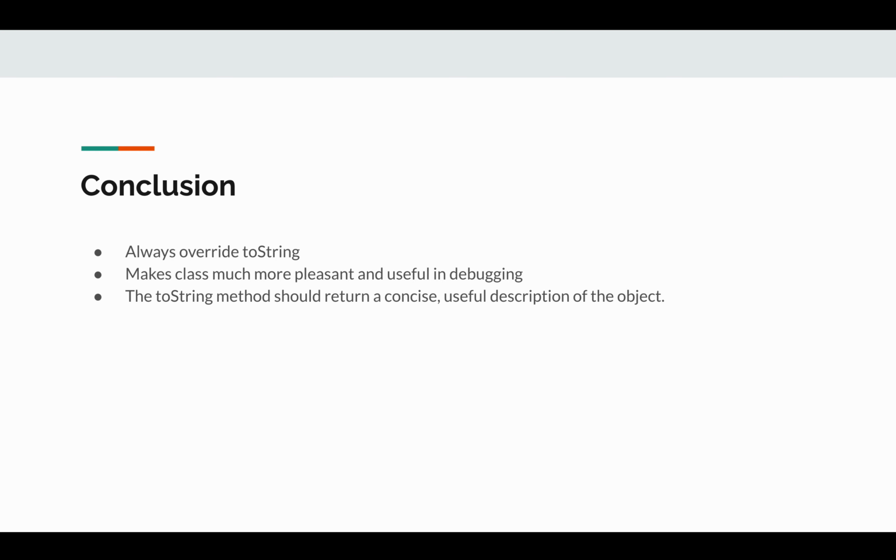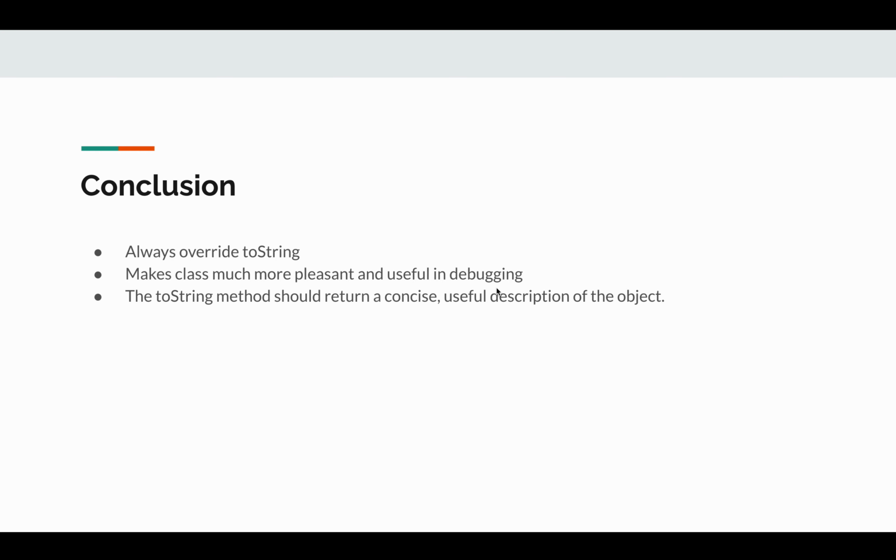Providing a good toString implementation makes your class much more pleasant, and it is very useful in debugging. Just imagine you are printing a phone number, and instead of getting the value of the phone number, you are getting the phone class name @ some hex value. It makes no sense, right? So toString is very important in debugging as well.